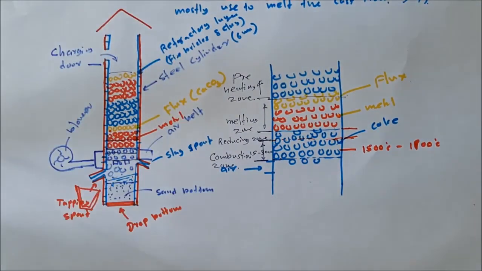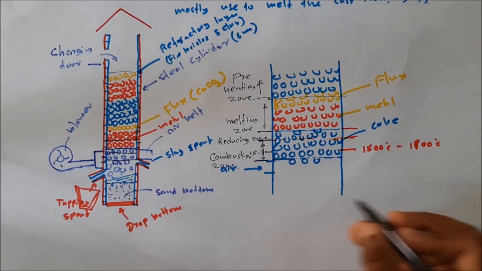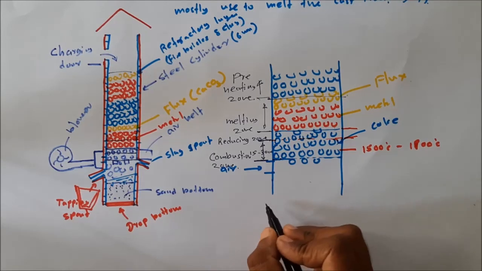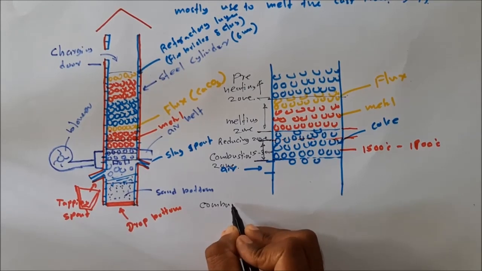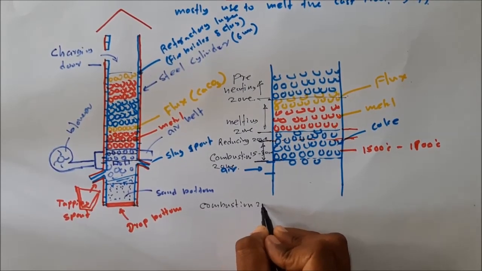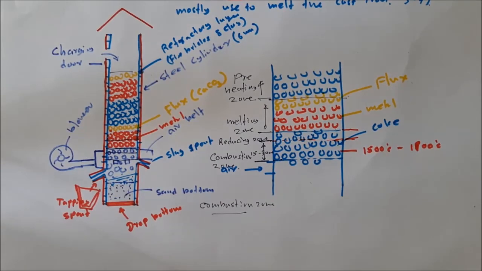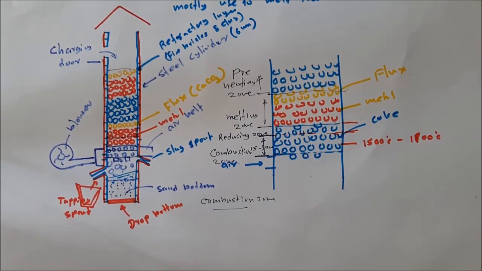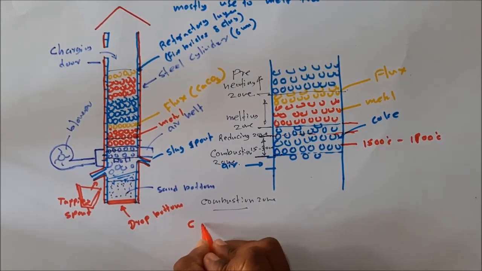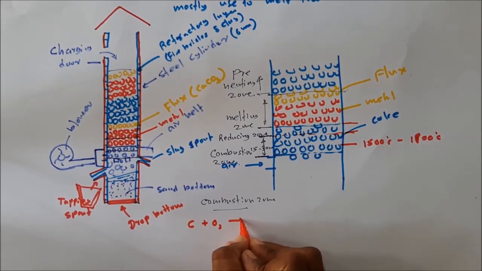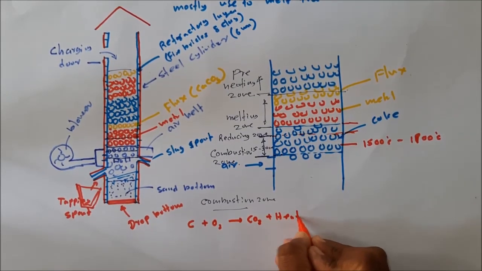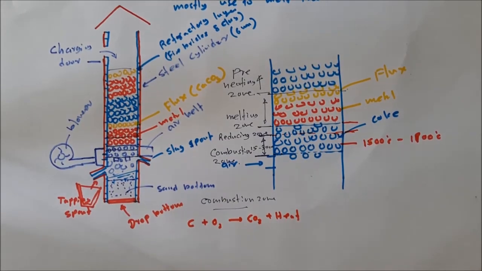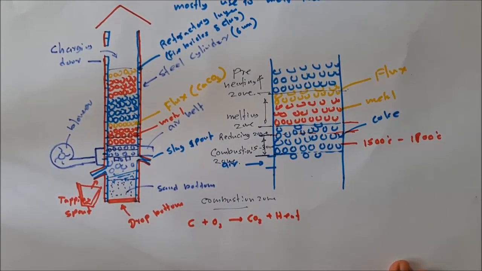So what happens in the combustion zone? Carbon plus O2 produces CO2 plus heat. This is the main operation in the combustion region.